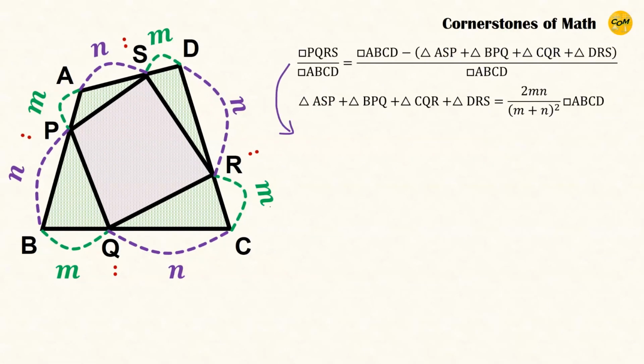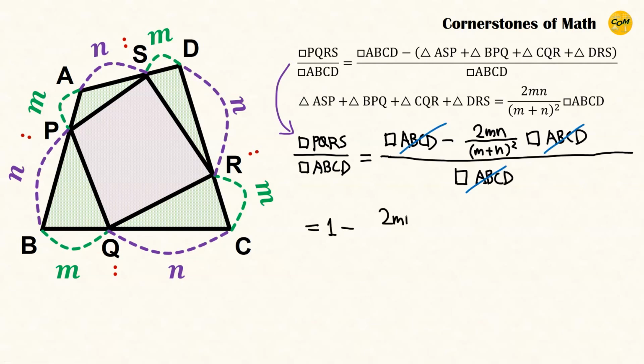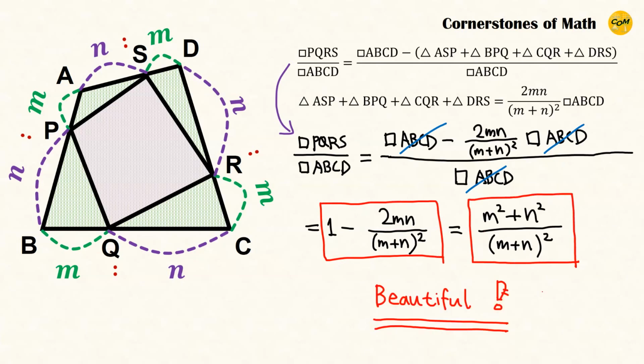Therefore, this ratio is given as the area of ABCD minus 2mn over m plus n squared times the area of ABCD, over the area of ABCD, which gives 1 minus 2mn over m plus n squared, or you can write m squared plus n squared over m plus n squared. And I gotta say, the answer is surprisingly beautiful.